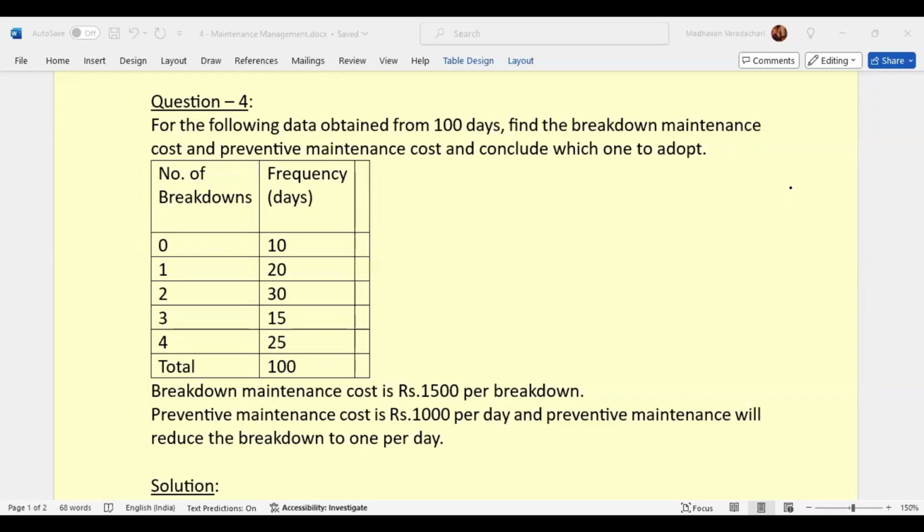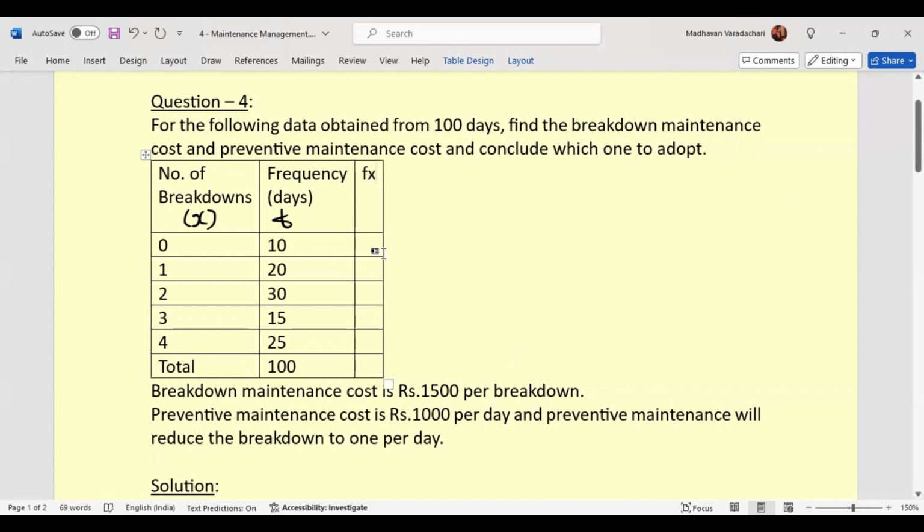Number of breakdowns we will consider as variable x, and the frequency we'll call it as f. So here we will have f into x. So that we will calculate it here. 0 into 10, it is 0. Then 20. Then 2 into 30, 60. This is 45. This is 100. Now if we add, we will get 225.